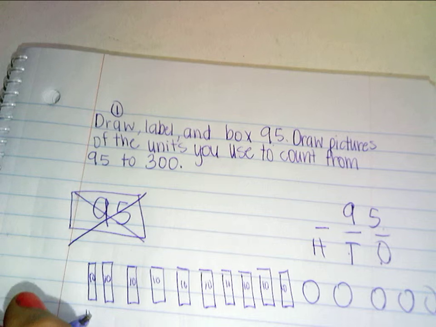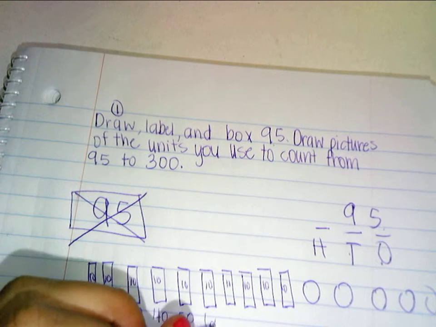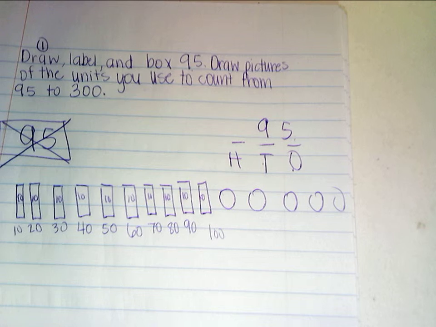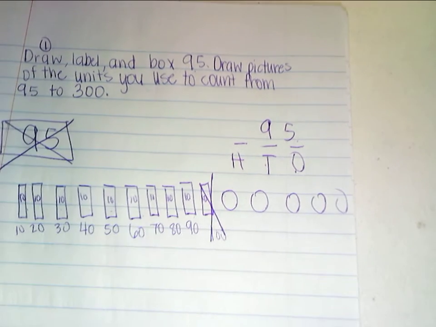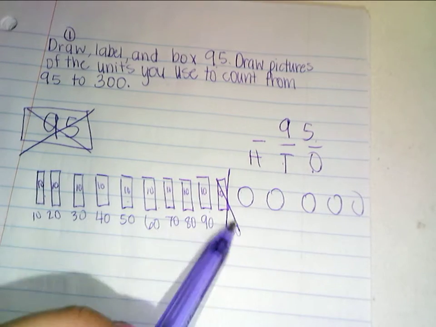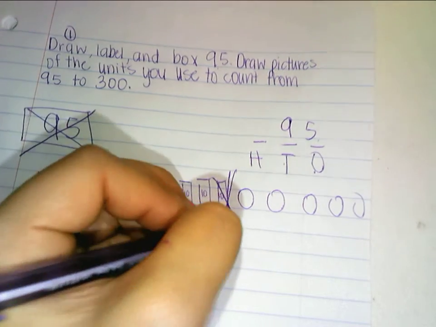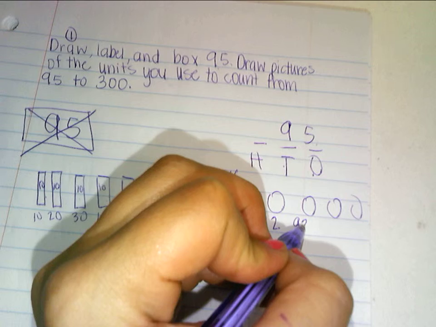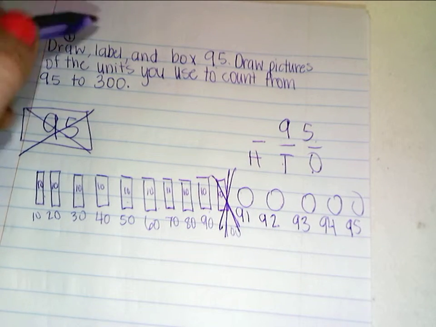You have to label it. 10, 20, count on. 30, 40, 50, 60, 70, 80, 90, 100. Oop, you know what? I just drew too many, so I'm going to cross that off. So you only need 9 tens, not 10. 1, 2, 3, 4, 5, 6, 7, 8, 9. So I made a mistake there. I'm just going to cross it off, okay? So it's 90, 91, 92, 93, 94, 95. Okay, so now I labeled it.